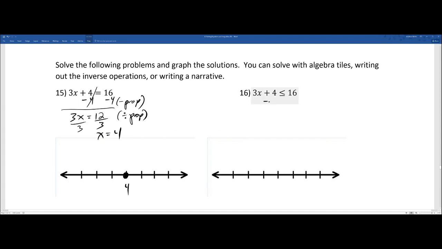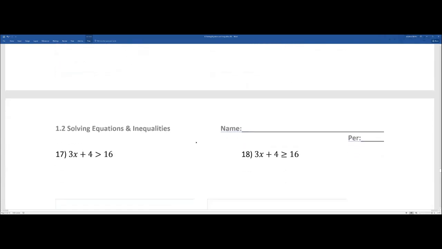Now on the number 16 problem, if we were to use subtraction, notice how the inequality is very similar to the last equation. The only difference is the less than or equal to. So same properties as earlier, just for inequalities, and x is less than or equal to 4. So here we are at 4. That could be true. And if it's less than, that also would be true. So that's the difference between graphing an equation on a number line and an inequality on the number line.